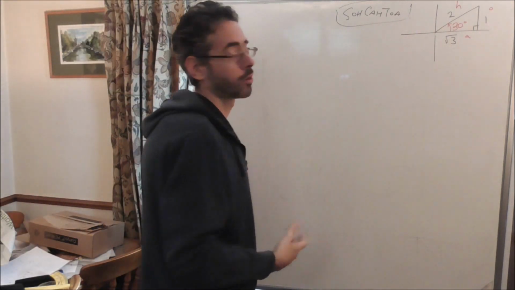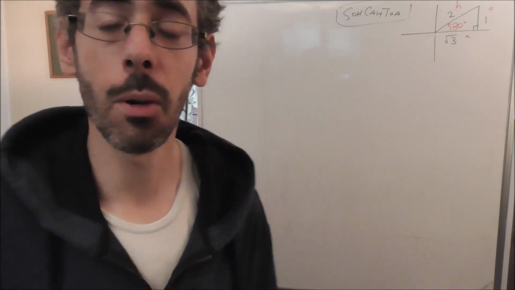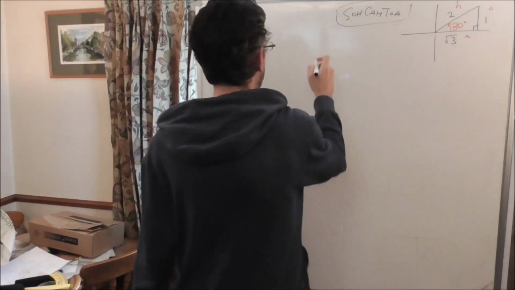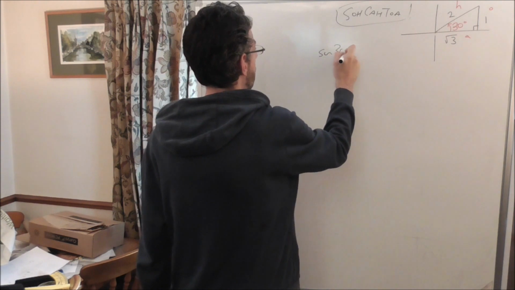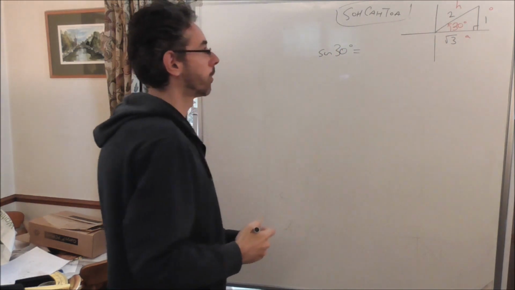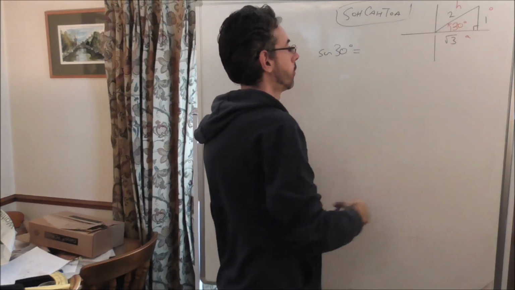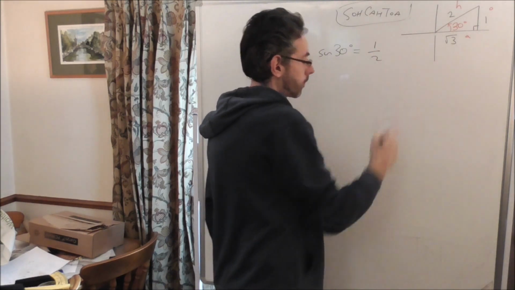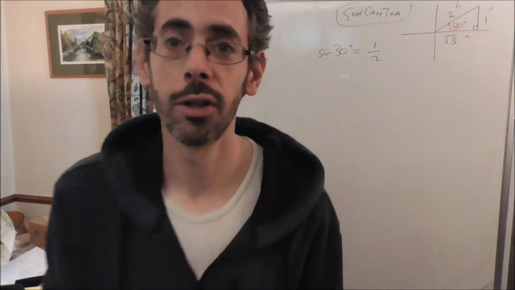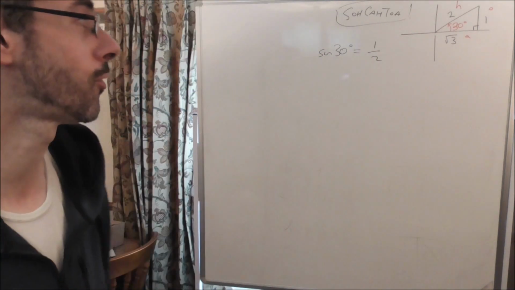So we can work out sine, cos and tan of 30 now. I won't write them all down, I'll just do sine 30. So using SOHCAHTOA, sine 30 is opposite over hypotenuse, which is a half. So sine 30 is a half. You can check that on the calculator, it is a half.